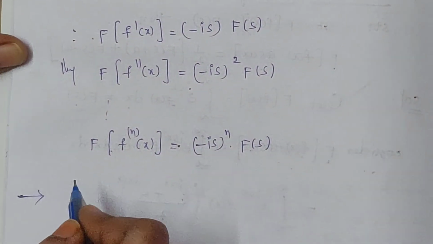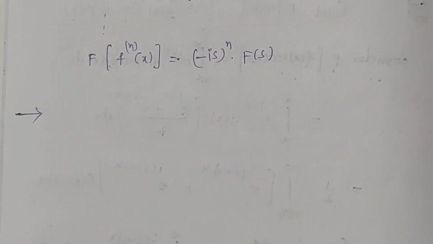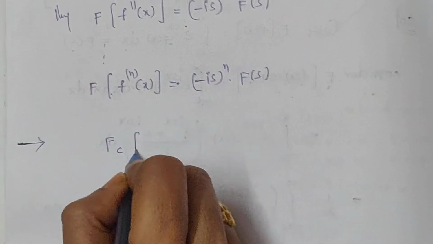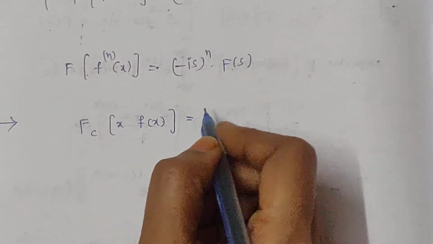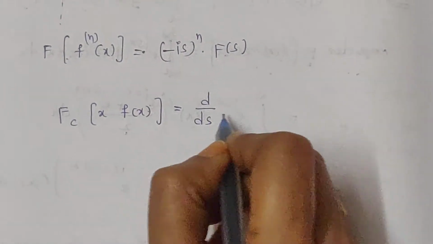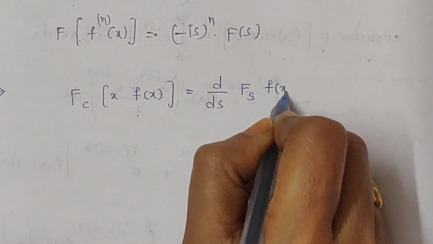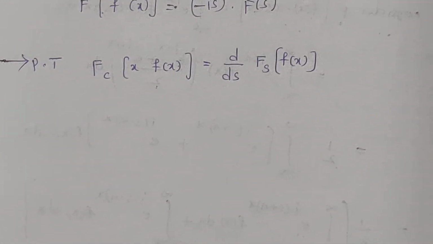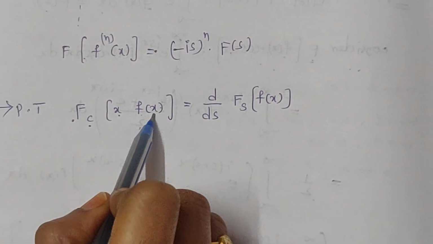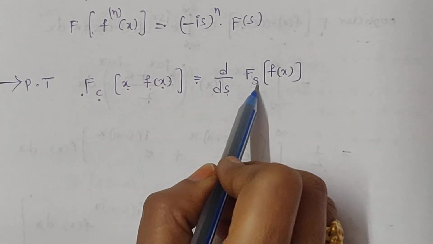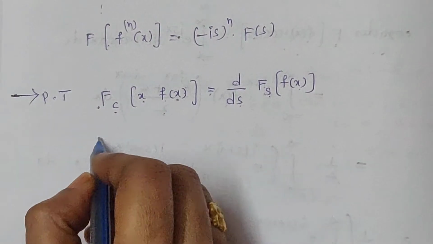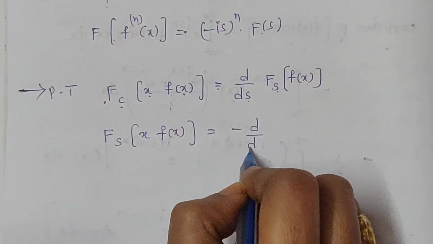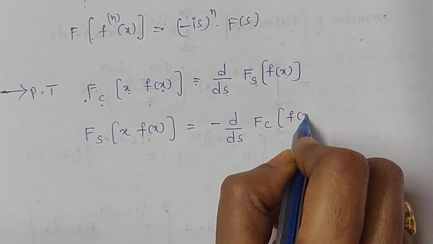And one more property from the Fourier transforms is: prove that Fourier cosine transform of x into f of x equals d by ds of Fourier sine transform of f of x. Similarly, another one is there: Fourier sine transform of x into f of x equals minus d by ds of Fourier cosine transform of the function f of x.